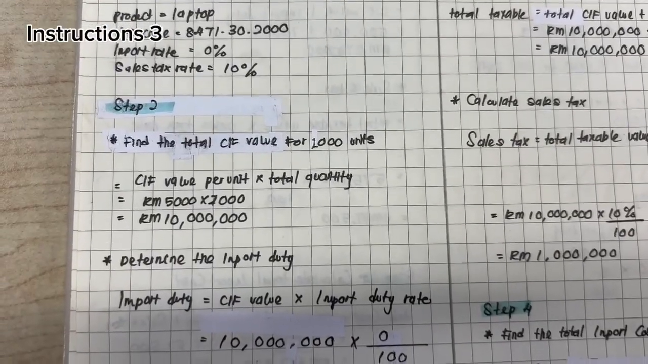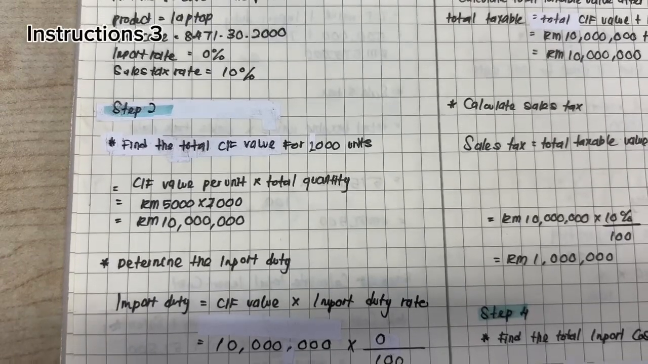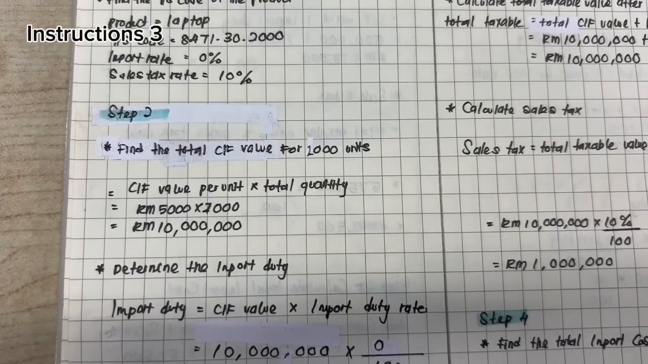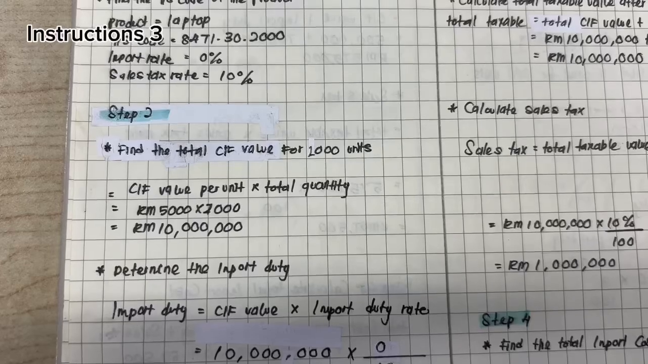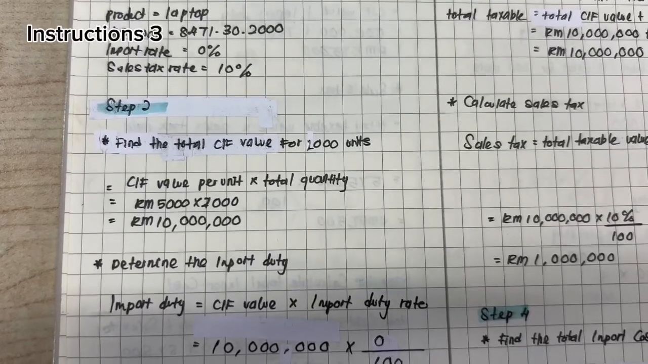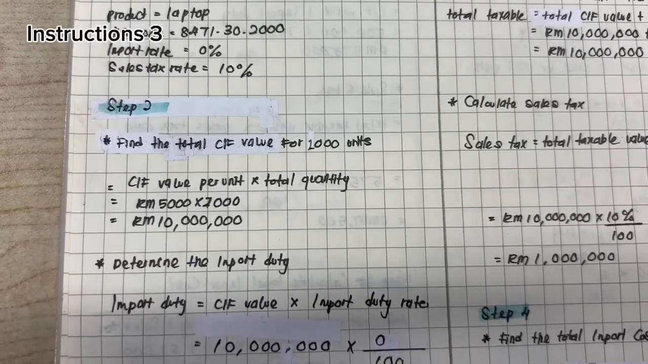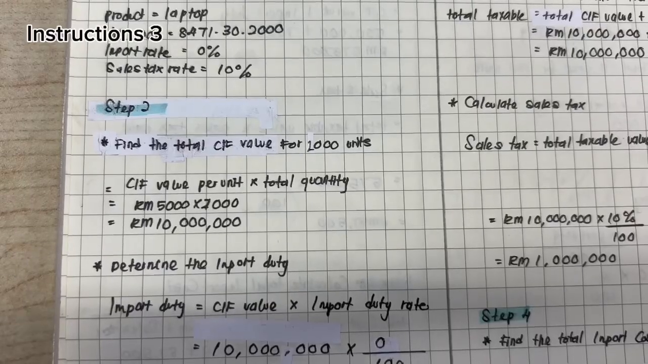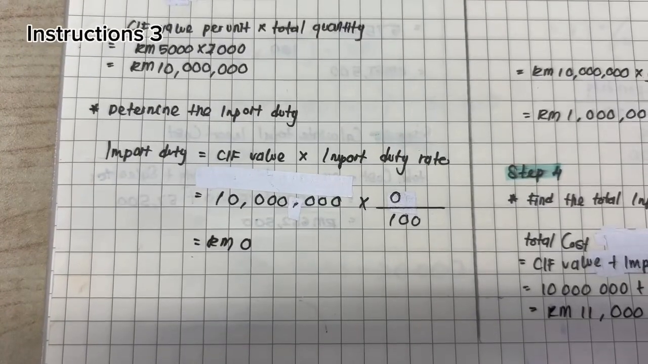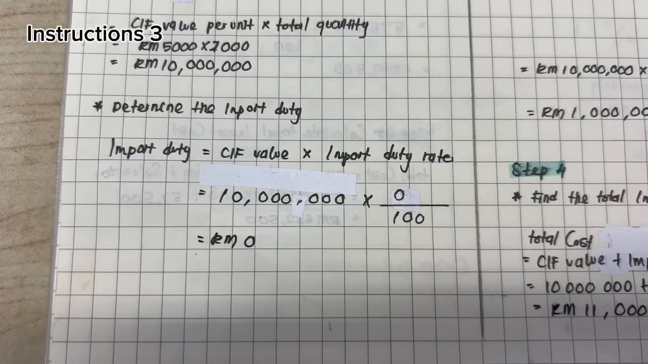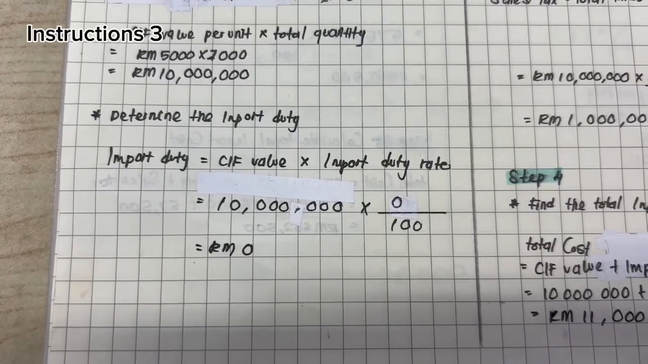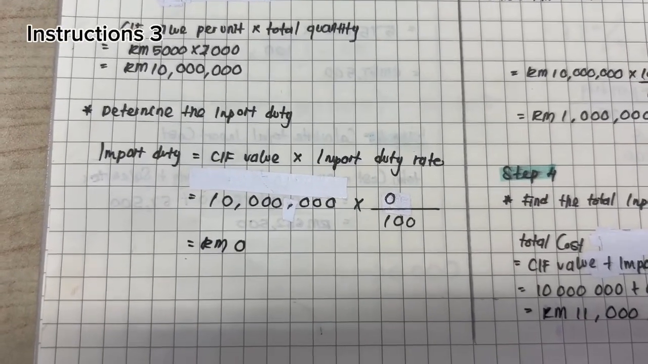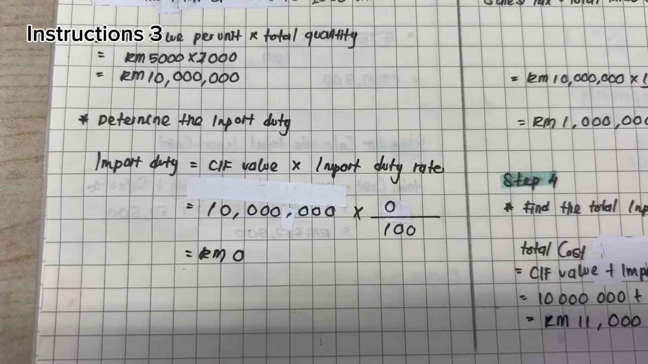Okay, for step 2, we need to find the total CIF value for 2,000 unit, which the formula is CIF value per unit times total quantity, and the answer is 5,000 ringgit times 2,000 unit, which is equal to 10 million ringgit. So next we need to determine the import duty, which is CIF value times import duty rate, which is 10 million times 0%, which is equal to 0 ringgit.